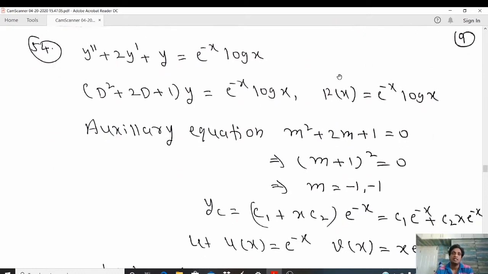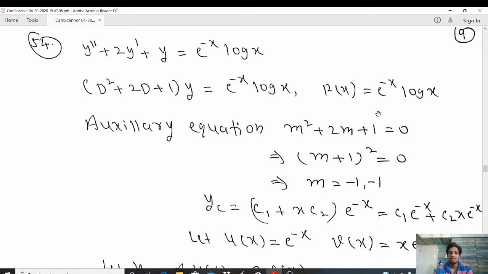See, here it is e power minus x log x, r of x is equal to that. This type of problem is not possible to do by what we learnt in previous units. Now by this method we can do it easily. See here, y double dash plus 2y dash plus y, I'm writing it as d square plus 2d plus 1 into y. Here d is equal to d by dx. R of x is equal to e power minus x log x as it is.